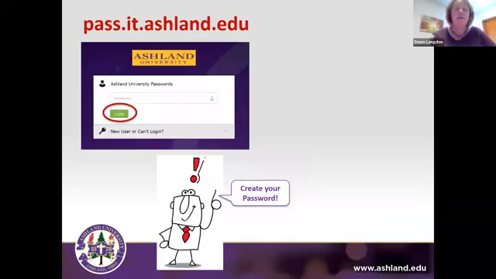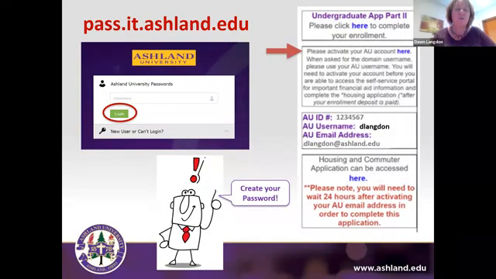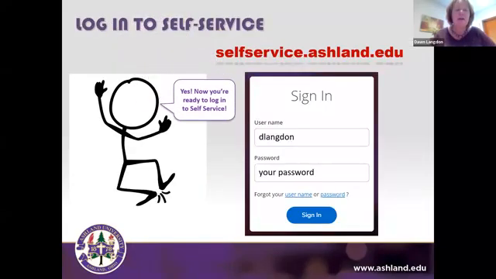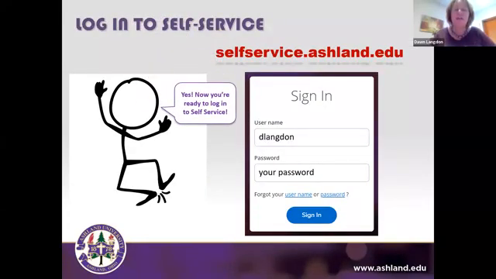Now let's activate your AU password. You can go directly to the website shown on the screen, or you can access activating your Ashland account directly from your AU application portal as shown here. Now you have what you need to log on to SelfService and access your AU offer letter.